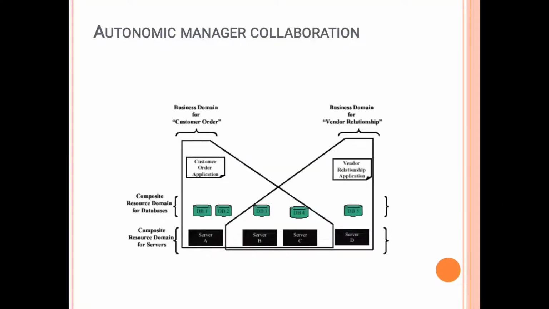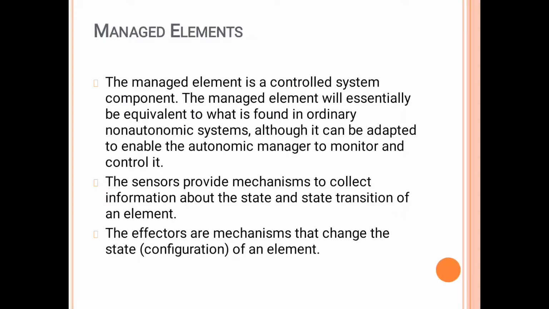Then next, autonomic manager collaboration: the customer order and vendor relations. Then next, the managed element. The managed element is a controlled system component. It will be essentially equivalent to what is found in any autonomic system, and it can adapt so that the autonomic manager can monitor and control it. The sensor provides a mechanism to collect information about the state of the element. The effector is a mechanism that changes the state or configuration of the element.